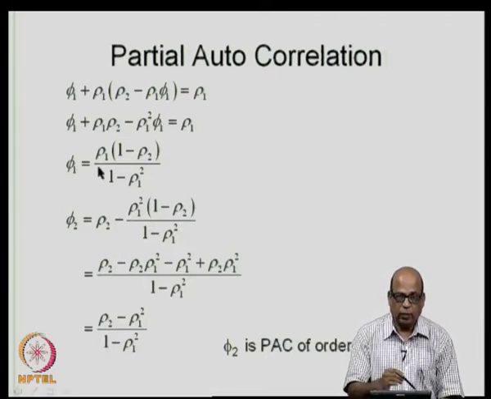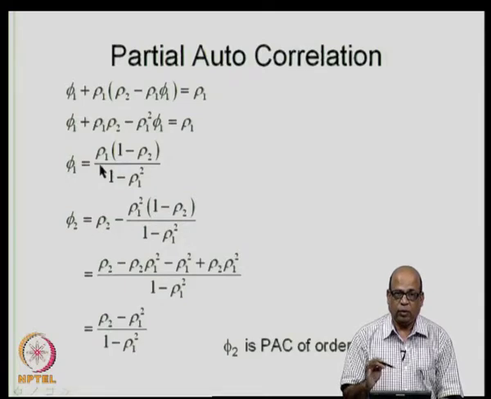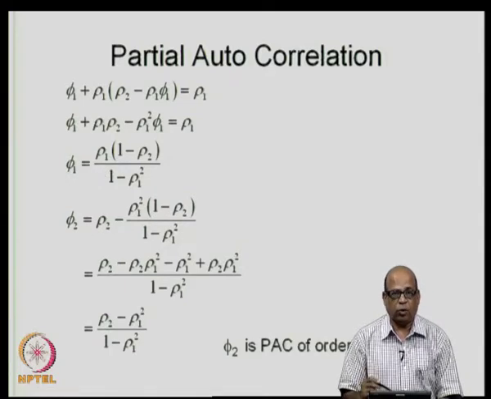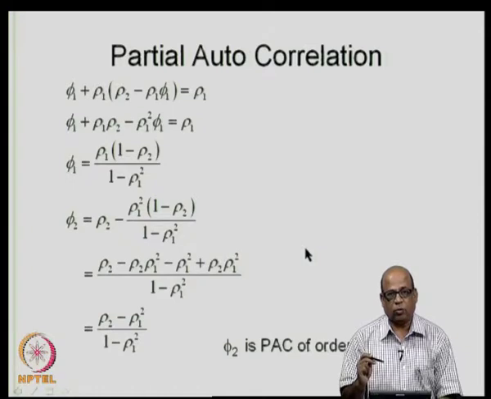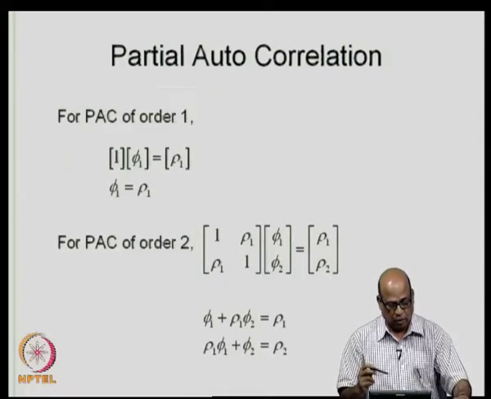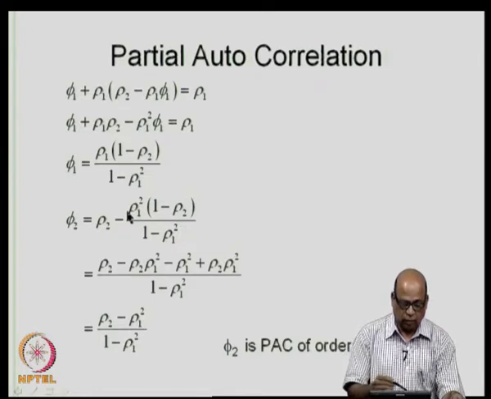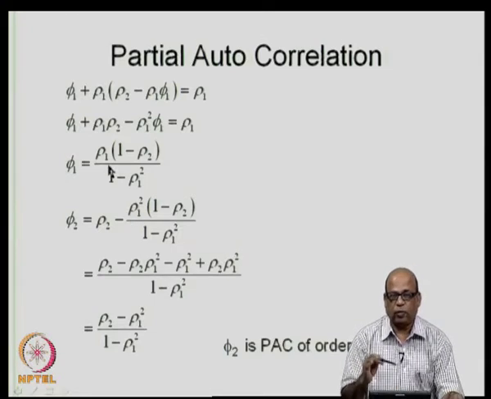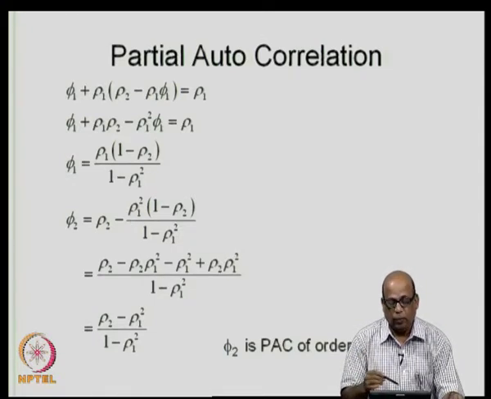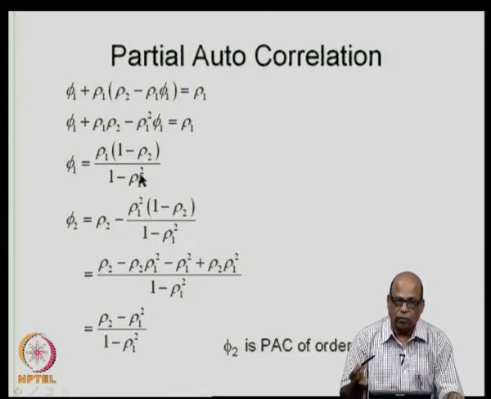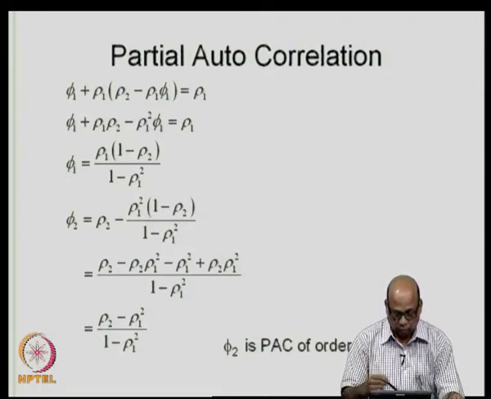Remember that the phi 1 that you get here is not the partial autocorrelation of order 1. If you want the partial autocorrelation of order 1, you have to solve the Yule-Walker equation of order 1, which we did earlier, and then said that phi 1 is simply equal to rho 1. So, the phi 1 that you get from the Yule-Walker equation of order 2 will be different from the phi 1 that you get from the Yule-Walker equation of order 1. So, the phi 2 here is the PAC of order 2.